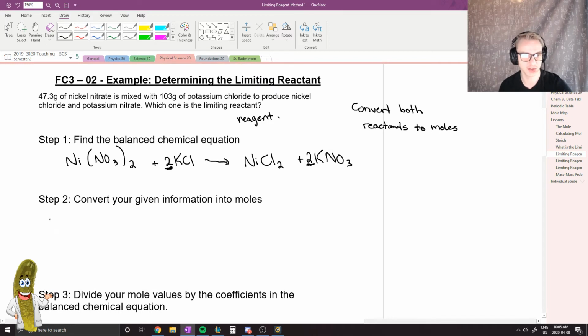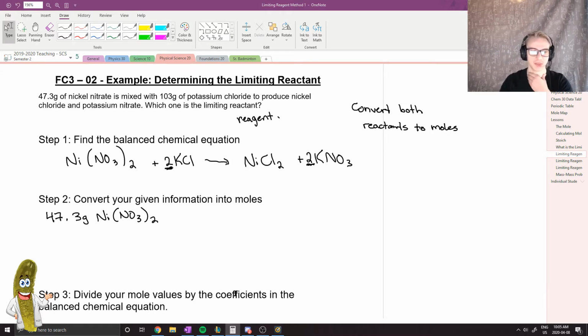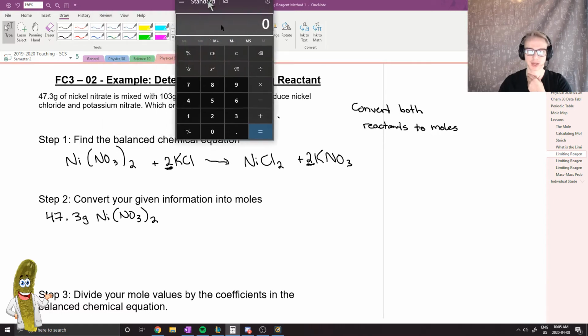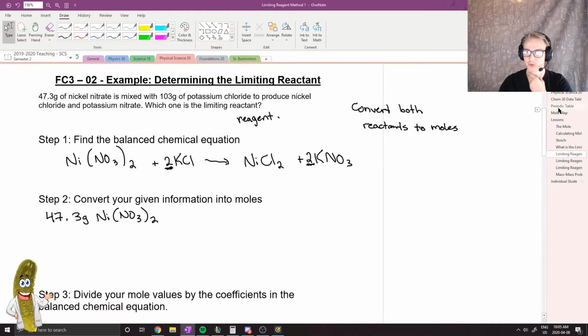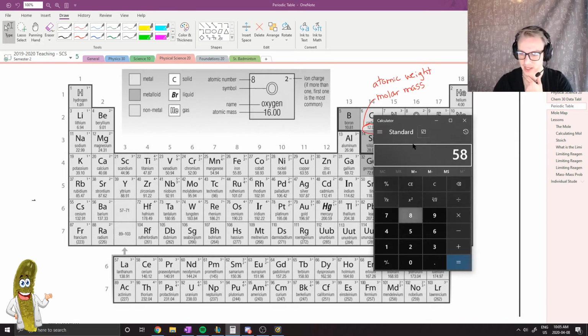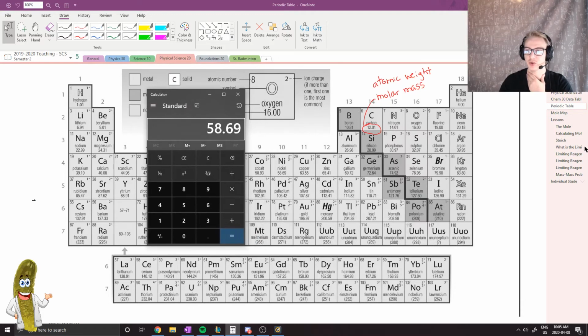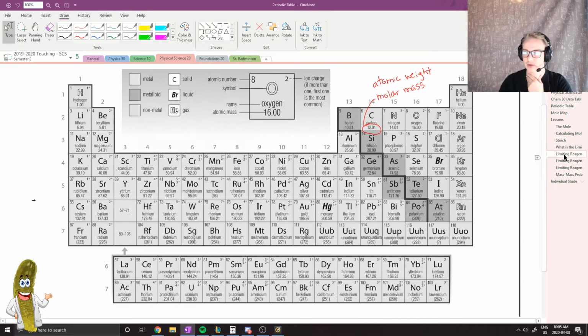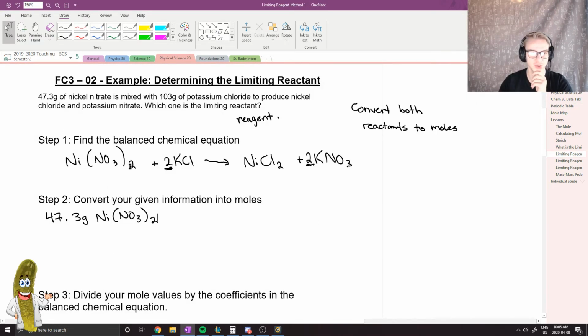So the first thing that I want to do is I have 2 different compounds that I need to start off with. I have 47.3 grams of Ni(NO3)2. And what I'll need to do then is figure out what the molar mass of that is. So I'll bring my calculator down here and I'll jump over to my periodic table. So nickel has a mass of 58.69, and then we saw that we had 2 nitrogens. So in our reaction here, this little 2 applies to the nitrogens.